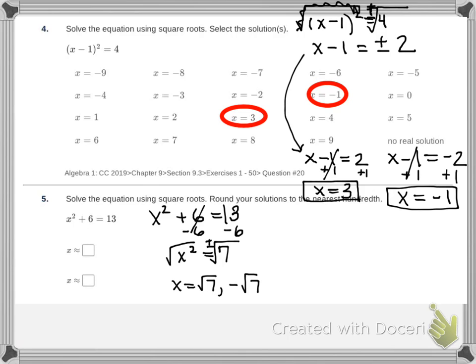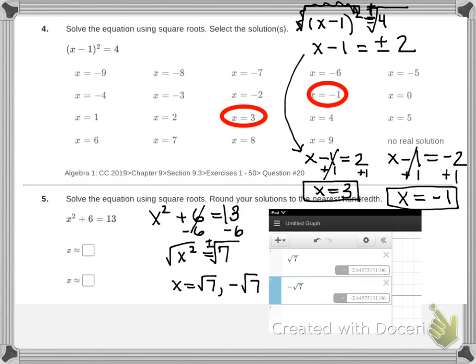Well, that is going to take the use of a calculator. So let me input a screen from Desmos. Okay, I went to Desmos. I typed in radical 7 and negative radical 7, and this is what I got. So I took a little picture of it, and I inputted it here. To the nearest hundredth, that's what that's asking for, that would be 2 decimal places. So hundredth would be 2.64, negative 2.64.